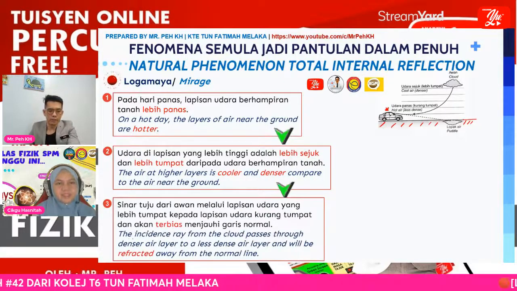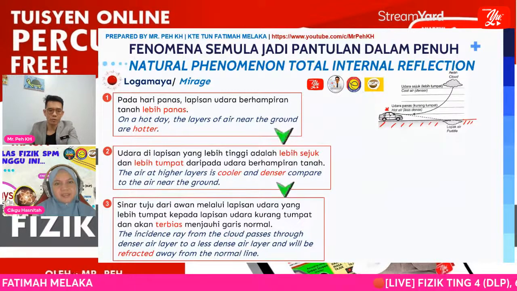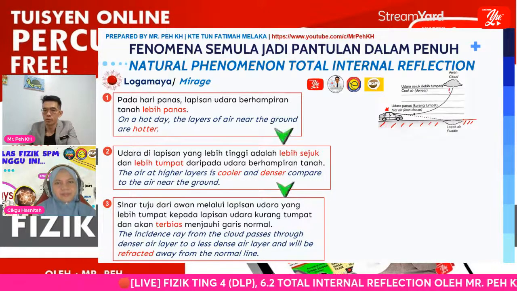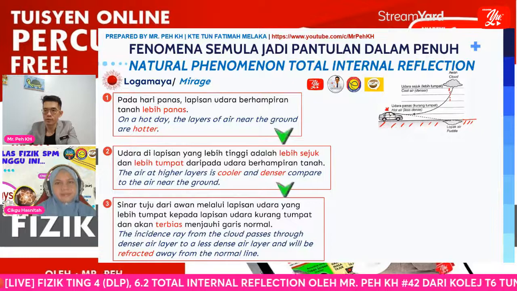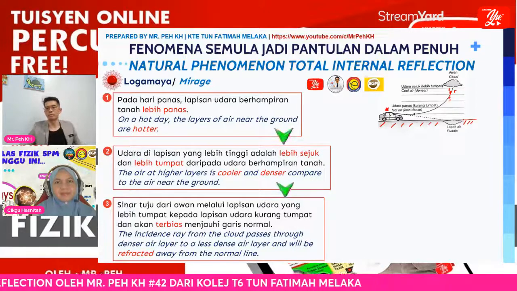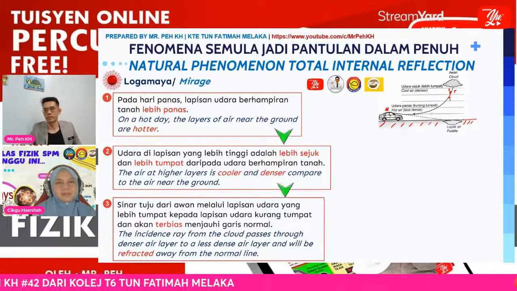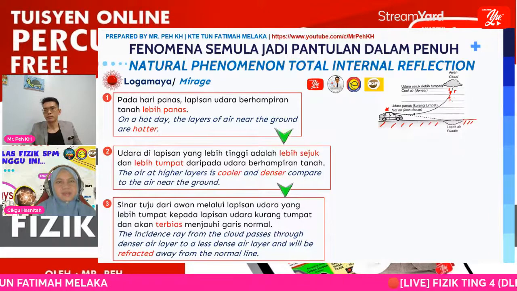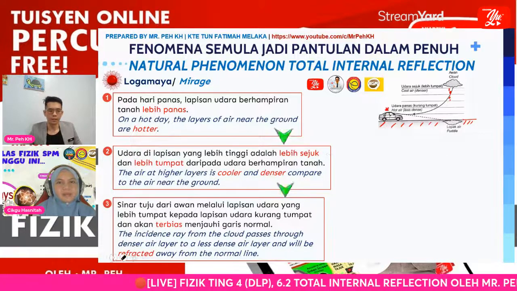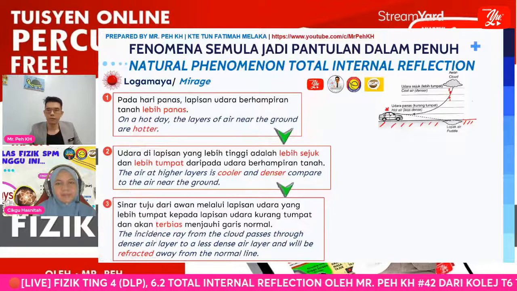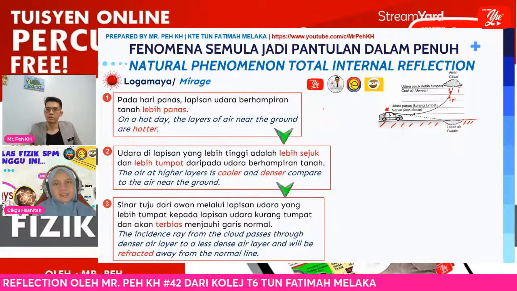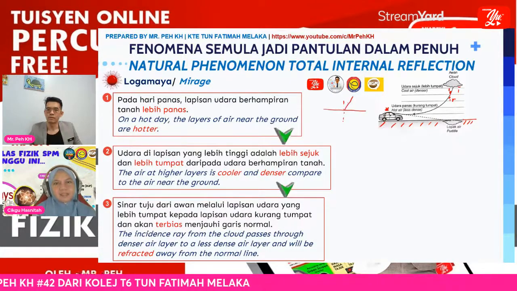Then the third point: the incident ray from the cloud passes from a denser medium to a less dense medium. Here you can draw a normal line. So this will be the incident angle, and this will be the reflected angle. So when going from a denser medium to a less dense medium, the incident angle here should be I, then the reflected angle here should be R. It will be like this. Here will be I.